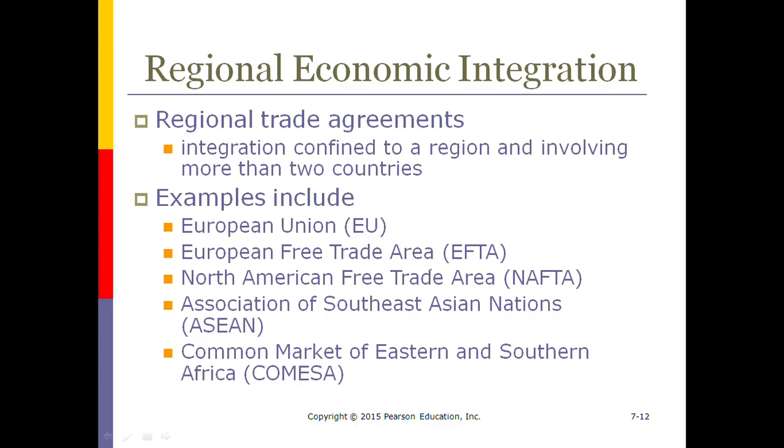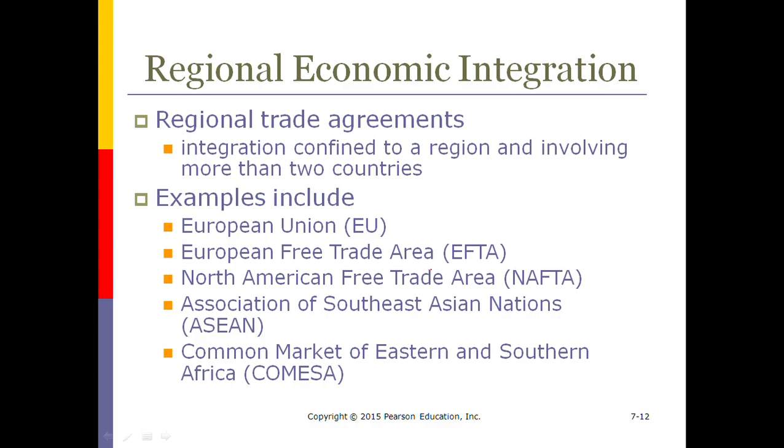Next, we come to the second level of integration, which is called regional trade agreements, where a group of more than two countries can come together. Maybe because they lie within a particular region, they might come together to form an agreement to facilitate trade between them. For example, the European Union, which is an association of the European countries, and the European Free Trade Area. Within Europe, there is another agreement called EFTA, that is European Free Trade Area, or NAFTA, North American Free Trade Area for the American countries.